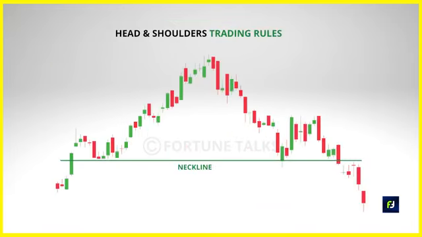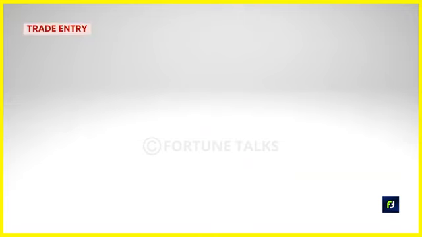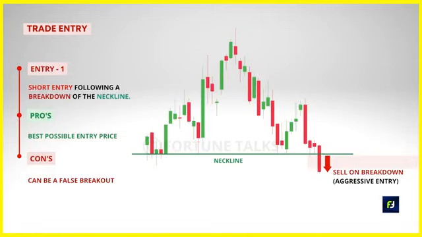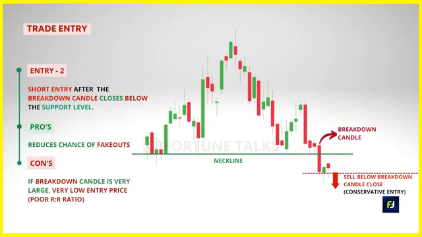Now this does not mean you go short immediately when the price breaks the neckline. There are a few ways to trade the head and shoulder chart pattern in the best possible manner. Now I will start off with the trade entry techniques, and there are 4 possible entry methods for this pattern. The first and most aggressive entry is when the price breaks down the neckline. Now the idea is to wait for the breakdown candle to close below the neckline and then take a short entry below the close or the low price of the breakout candle.